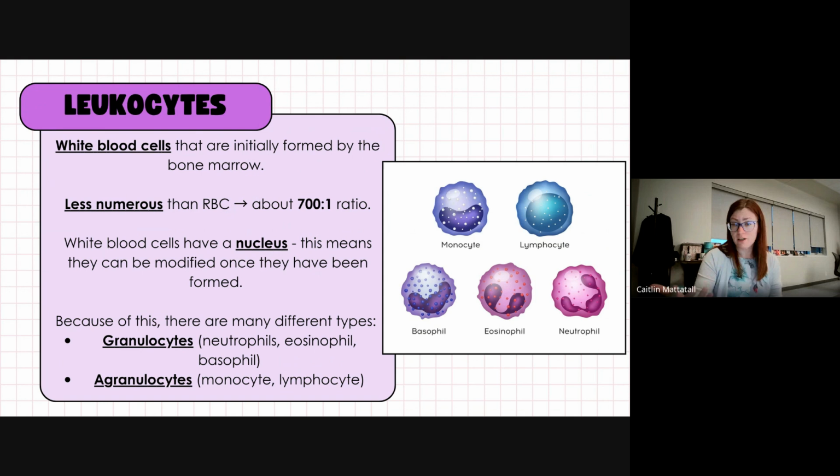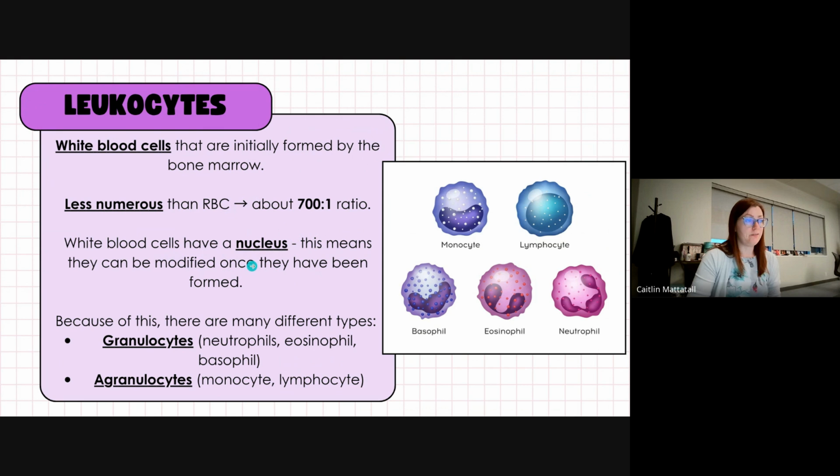They're a lot bigger than red blood cells. These ones do have a nucleus, which means that they can undergo cell division without the bone marrow. So the bone marrow still produces the white blood cells, but then they can change and differentiate depending on what they need to be used for, because all of our white blood cells have different roles that we're going to learn about later.